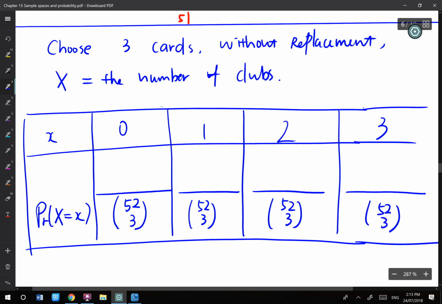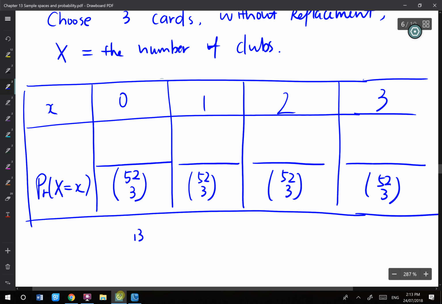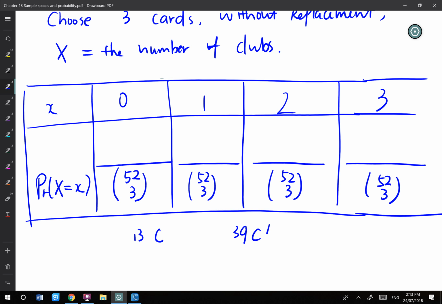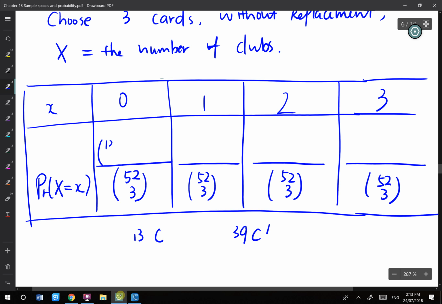For my numerator, I have 13 clubs and 39 not clubs. If X equals 0, how many should I get from the club group? And how many from the other group? A selection of 3 cards. So what I should write on top is 13 select 0, but 39 select 3.